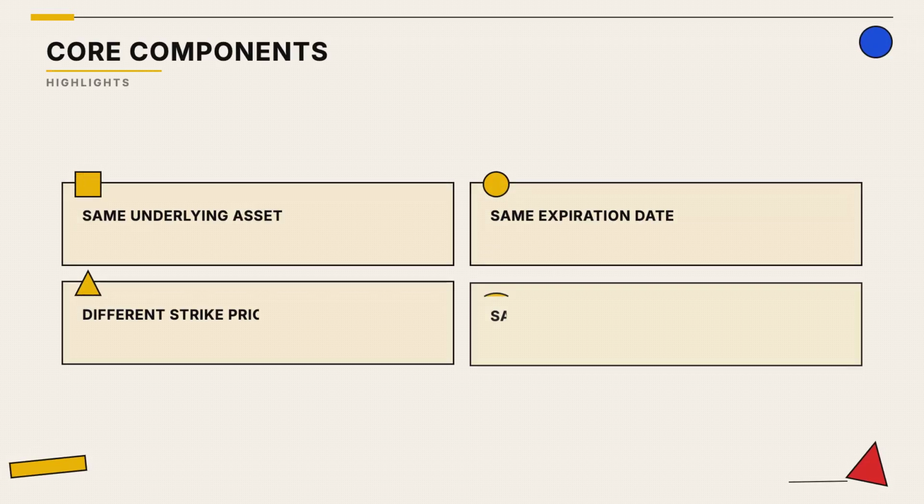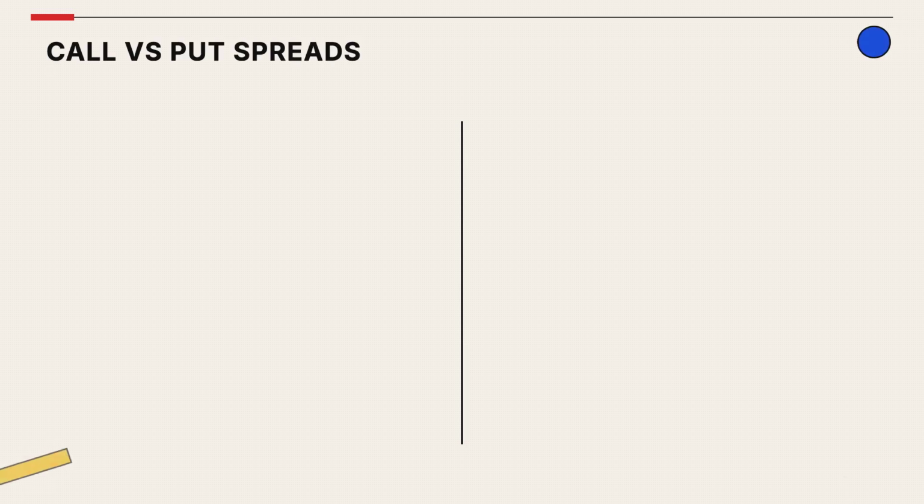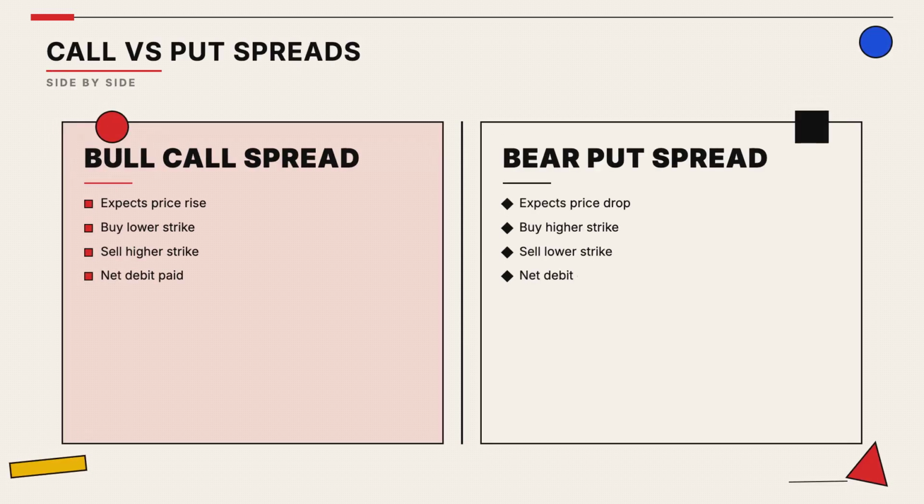One contract is bought and the other is sold, creating a defined range for your trade. To qualify as a vertical spread, these four conditions must be met. It is how traders try to limit their potential loss on a position. You can use spreads for bullish or bearish outlooks. The difference is whether you are using calls or puts to structure the trade.